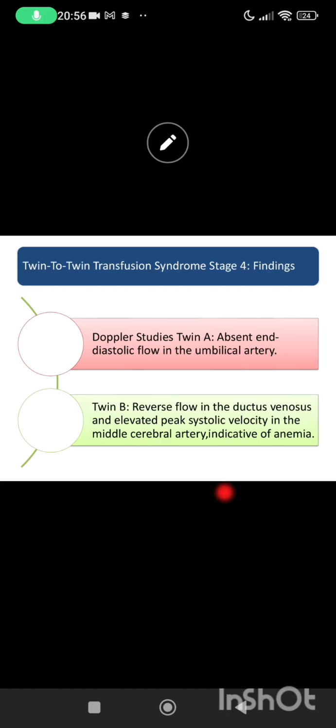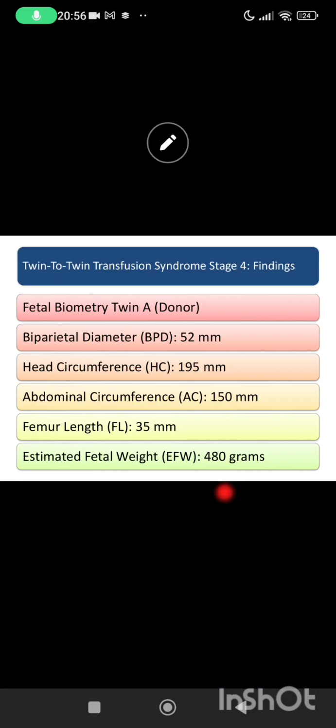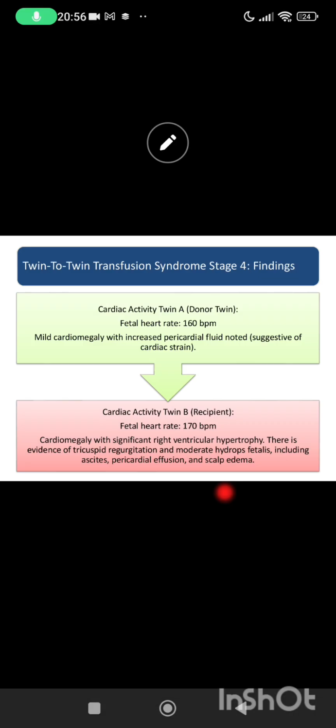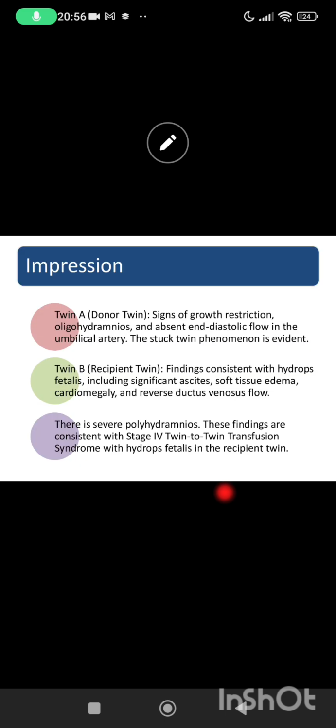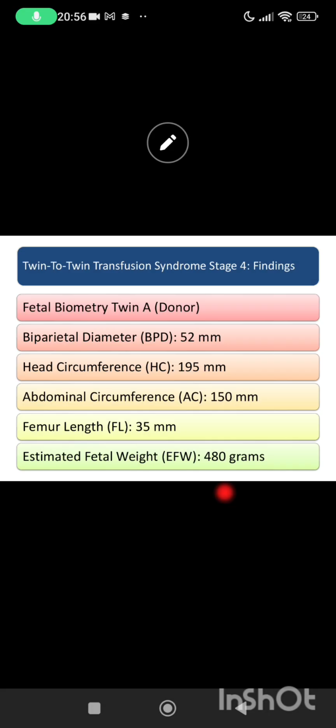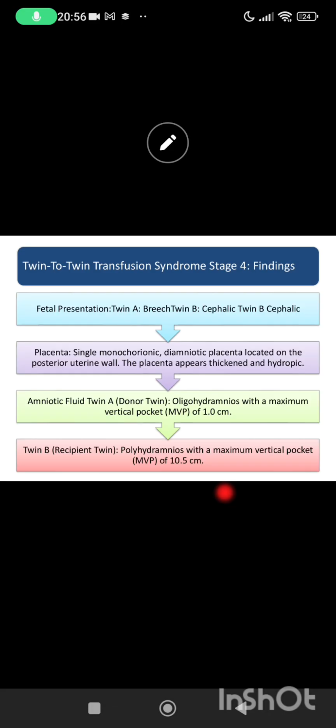The umbilical vein becomes more pulsatile, especially in the recipient umbilical vein. Why? Because it is receiving more blood. So it becomes pulsatile when there is more strain on the heart. Okay, now stage 4. We have only 4 minutes left.